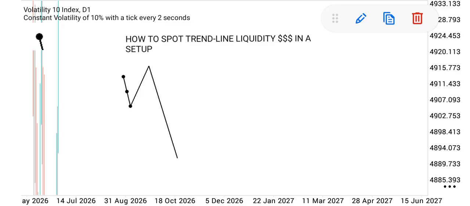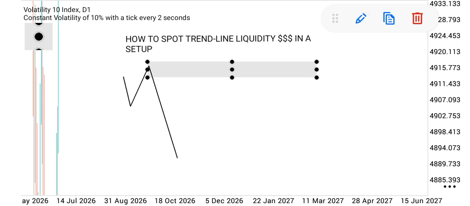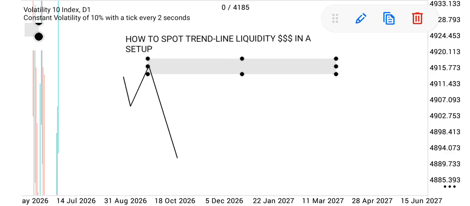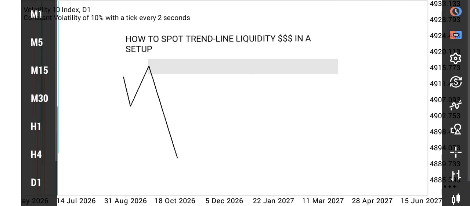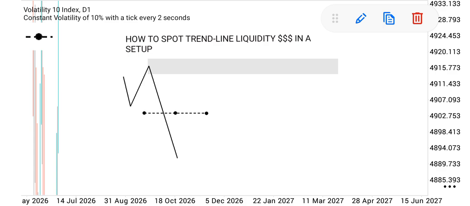We have a sweep of liquidity already. That makes this point protected. So we have our point of interest, which is our order block. Our order block is unmitigated, so we mark it out. Now we have our break of structure, which is this.